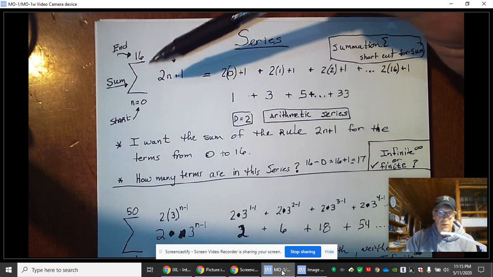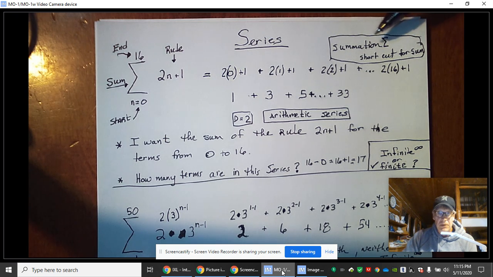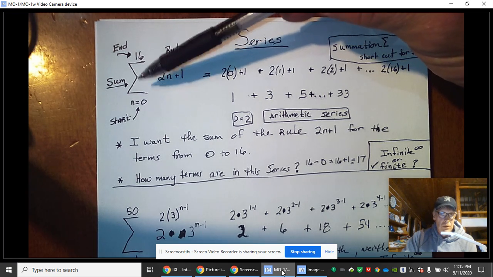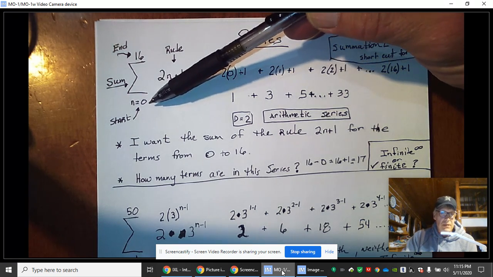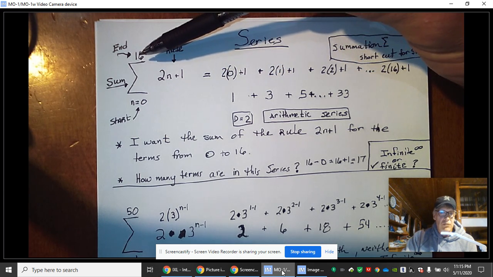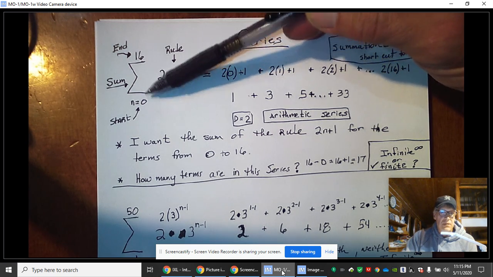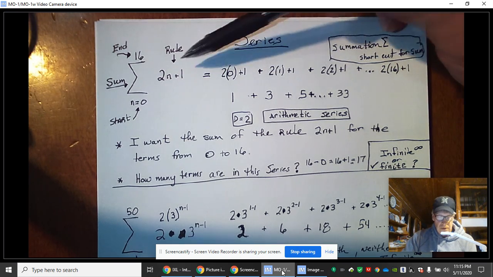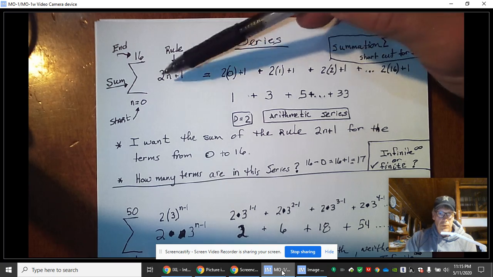And basically, when you see a sigma notation, you know it's a shortcut for: I've got to find the sum of something here. So this bottom number is going to be my start. That's my starting point. And then I'm going to finish up at 16. That's going to be my ending point. And I'm going to use all the numbers from 0, including 0, to 16. And here's the rule. They're always going to give you a rule.